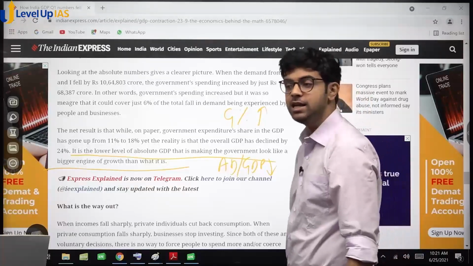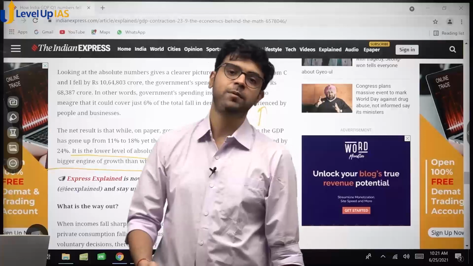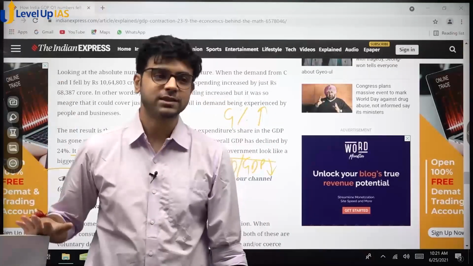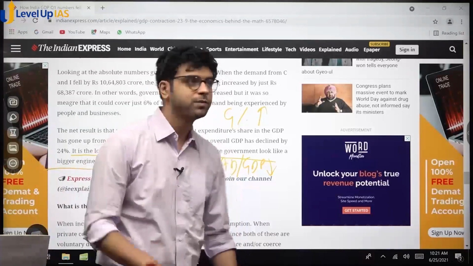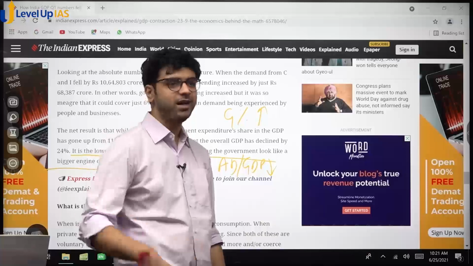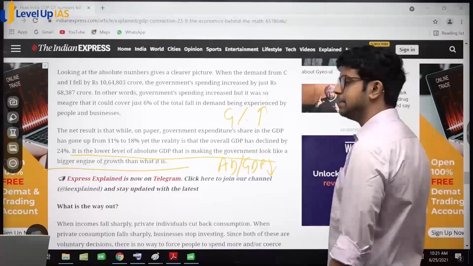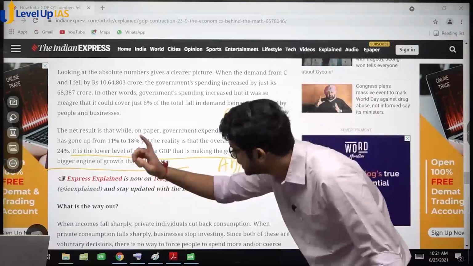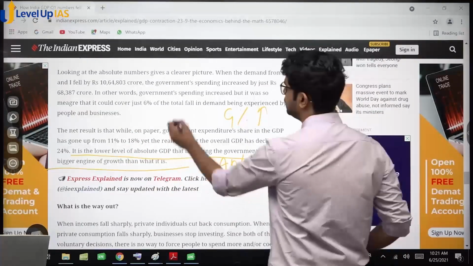So the government is telling us we are getting 80% marks, because now the paper is of 100 marks instead of 200 marks. But actually, why has the paper become 100 marks from 200? Because C plus I have pulled it down, right? And we need higher marks, we need a higher base for GDP. Did you understand this last line? It is the lower level of absolute GDP that is making the government look bigger. This is known as base effect.